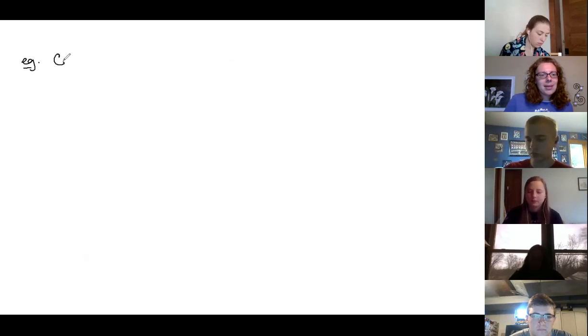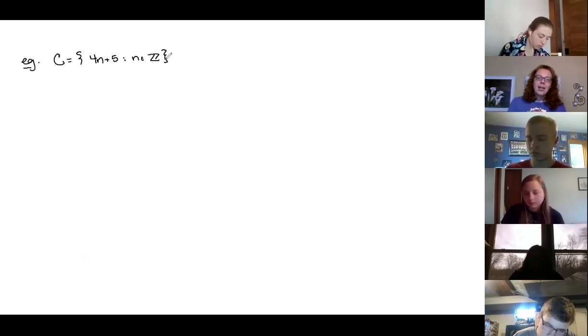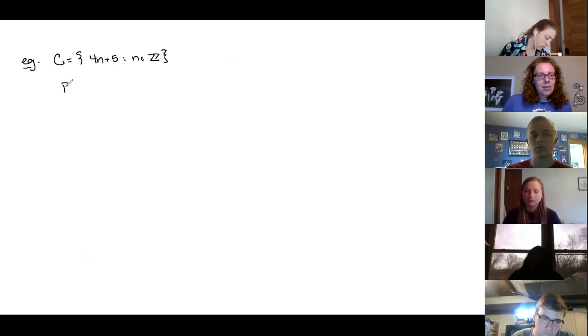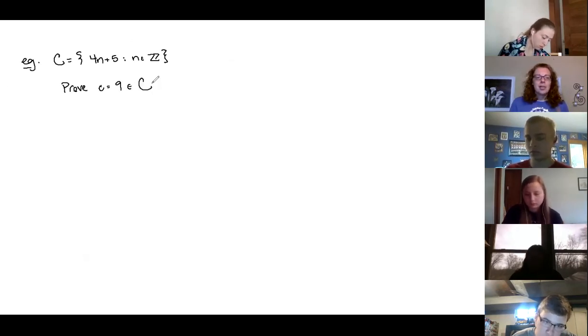For example, let's let my set capital C equal the set of 4n plus 5 so that n lives in the integers. So this is like the second one where a defining characteristic comes before the colon instead of after. So my set is 4n plus 5 so that n lives in the integers. And what I want to prove is that little c, which is going to equal 9 in this case, lives in my set capital C. So capital C is 4n plus 5 so that n lives in the integers.